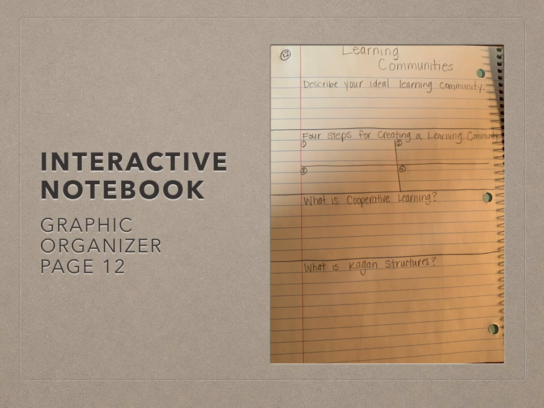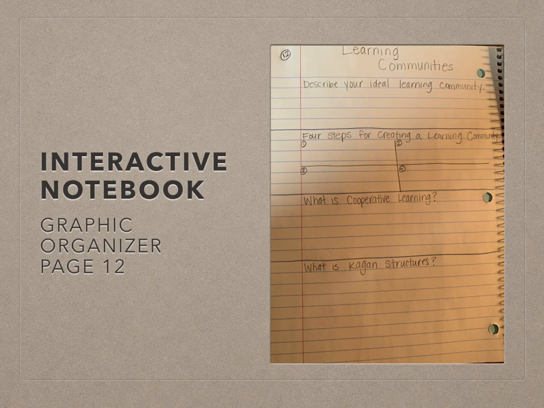So as we're going through, let's look at what our graphic organizer looks like. I know that this is on page 12 by looking at the table of contents in the beginning of my notebook, and I'm going to label learning communities up top. Just underneath that, I am going to write "describe your ideal learning community," because that's the last thing you're going to do before you flip this slide. And then I've given that about 5 spaces.